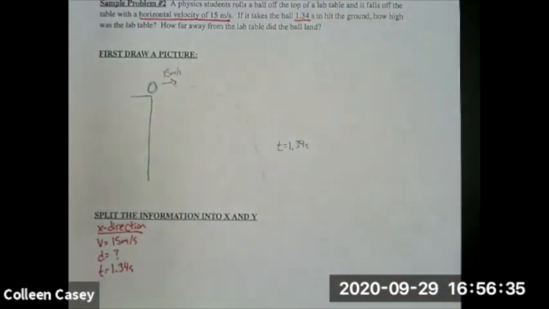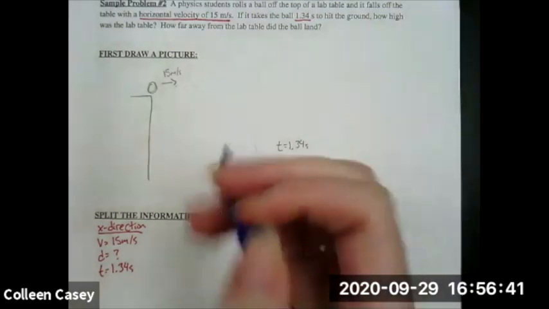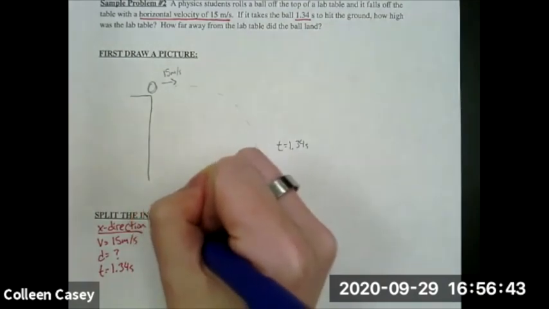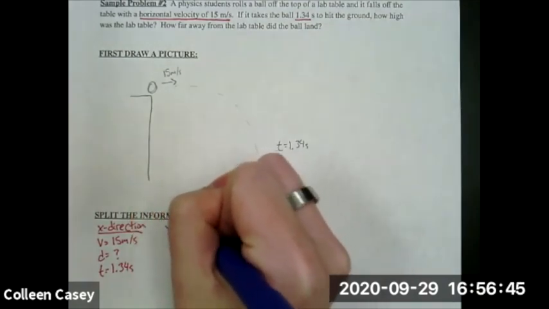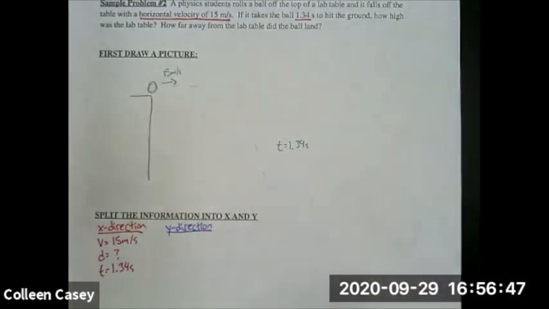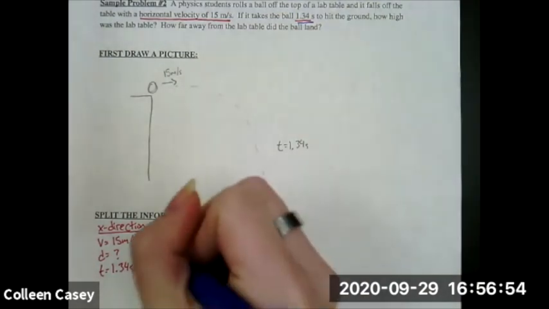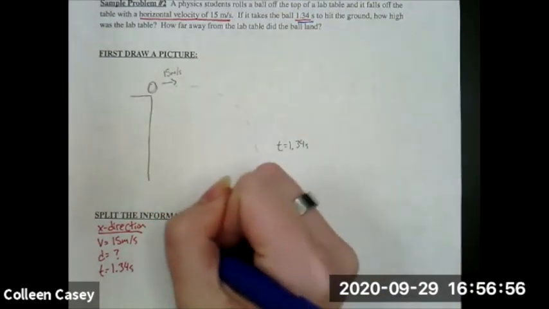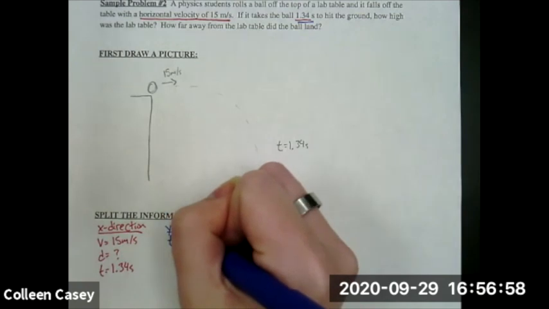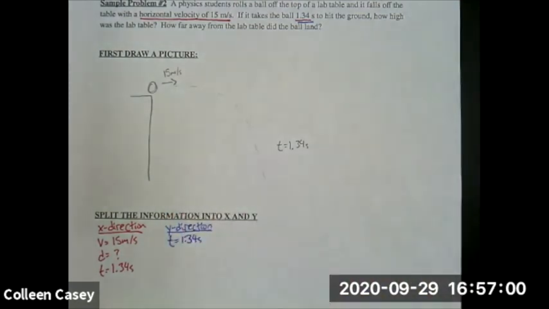Now I'm going to switch colors to get some information about the vertical movement, the Y direction movement. That will be in blue. And remember, the one piece of information that they share is this time. So the time in the Y direction is also 1.34 seconds.